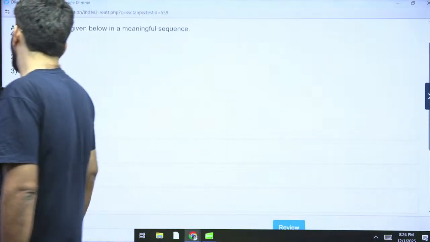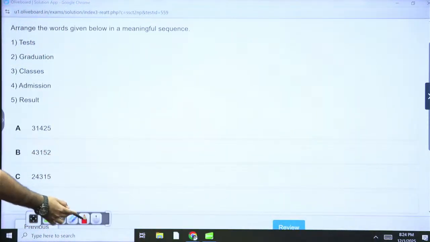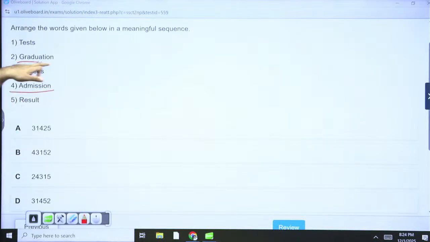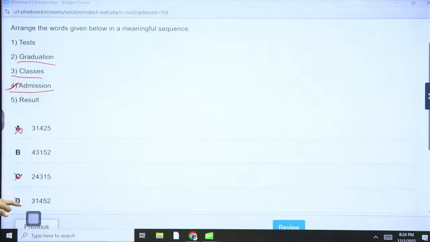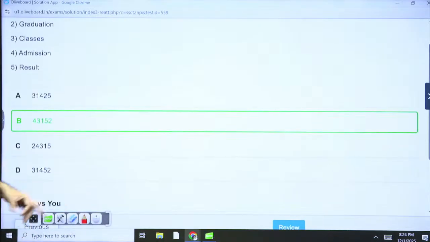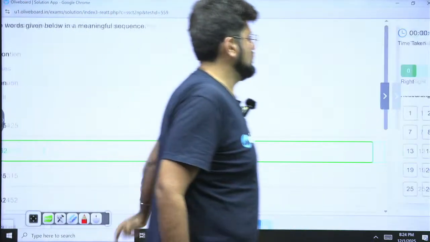Okay, meaningful sequence. Even if you read this, you will be able to understand, or you look at the options. 3, 4, 2, 3. 3, 4, 2. Graduation, classes or admission. First admission will happen, no? So this is gone, this is gone, this is gone. This is the only option. First admission will happen, then classes will take place, then test will happen, then result will come out, then graduation. That's it. Option B is the right answer. Easy. 29 seconds. Very good. Next.